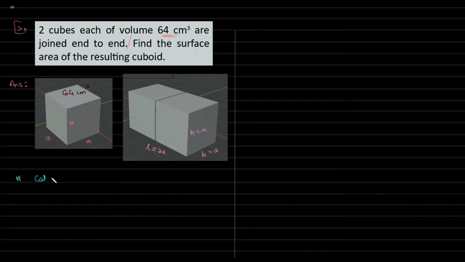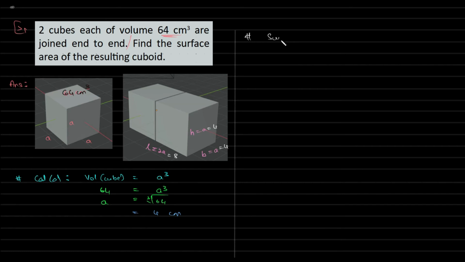Well, to calculate a, we begin with the volume of a cube, which is a cube. So what is the volume of a cube? 64 is equal to a cube. So a is equal to the cube root of 64. So this is nothing but 4 centimeter. Done. So once we have this, this will be basically equal to 8. This will be 4 and this will be 4.